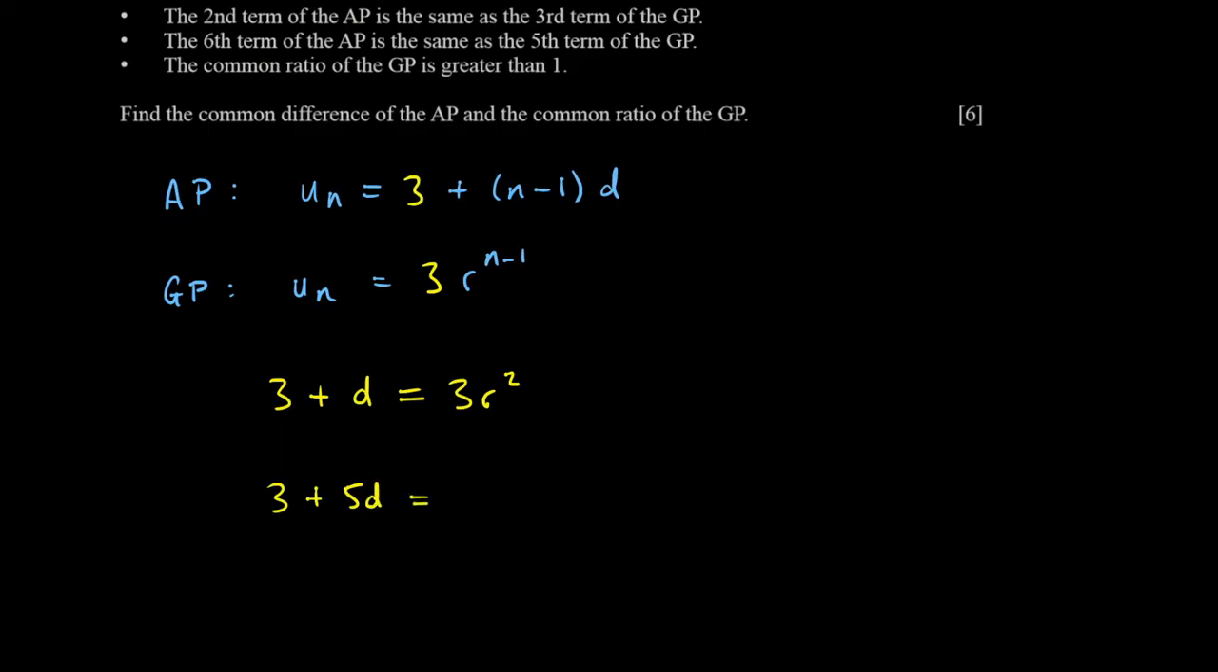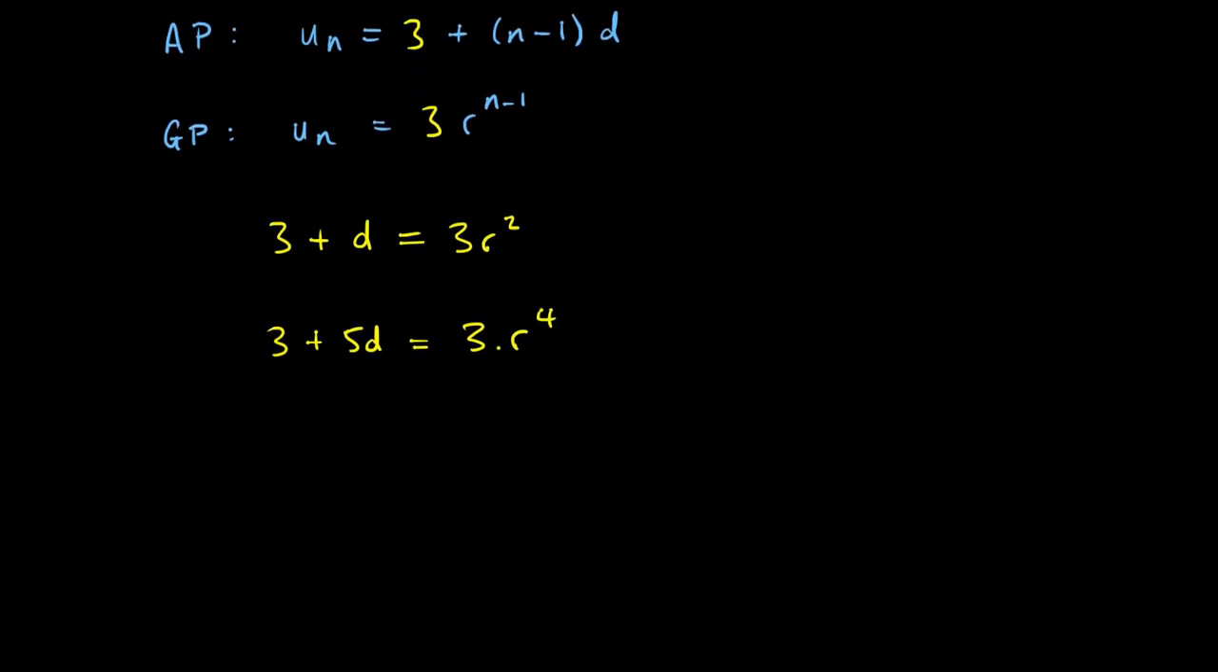And that's going to be equal to the fifth term of the GP. Well, how can we write that? 3 times r to the power of 4. Okay. And then we're told the common ratio is greater than 1. So basically what we've now got is a set of simultaneous equations for us to solve. We'll call that equation 1 and that equation 2.